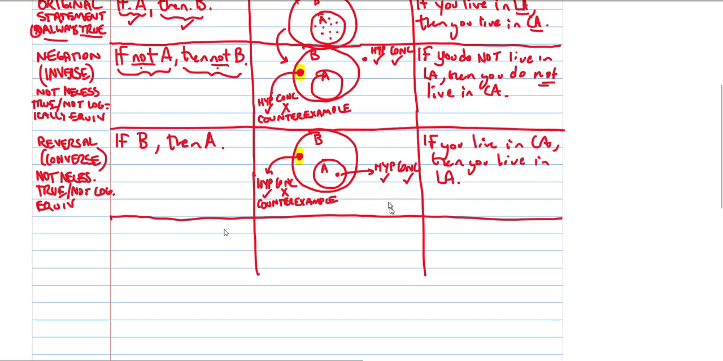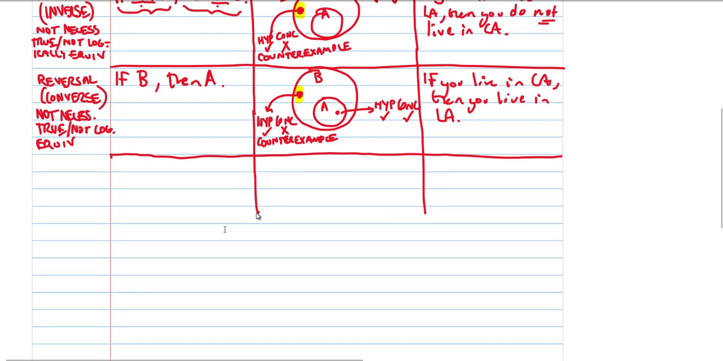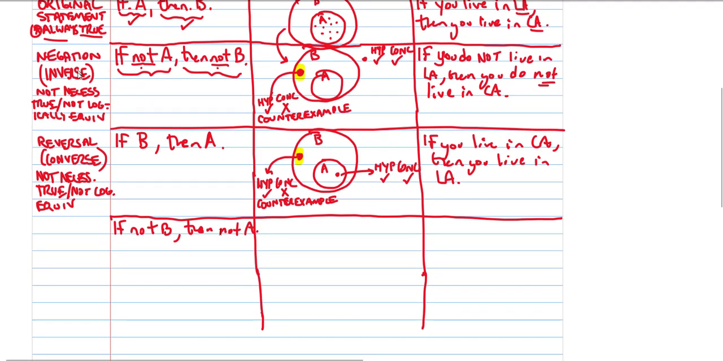And now we have to talk about the most important derivation of the original statement, and that is going to be this. If not B, then not A. If you just pause there for a moment and take a look at what we did, we did two things. We actually combined the negation and the reversal. Notice that once again our hypothesis and conclusion have switched spots. We had A, B first, now we have B, A. And we inserted the nots. So we both negated and reversed.